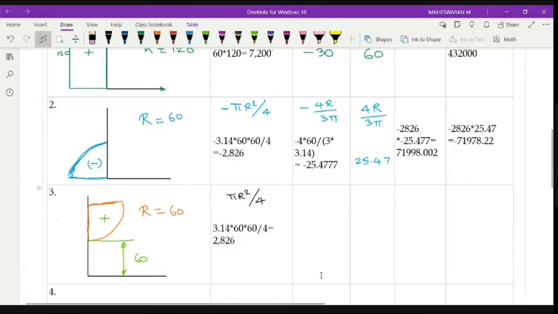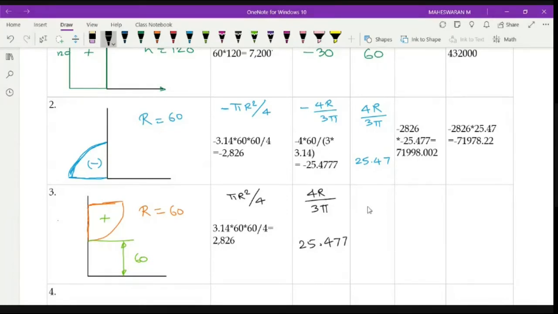But it is adding, right? So next, if I want to identify what is my x bar, you know that x bar is nothing but no offset distance, so 4r by 3 pi. So the x bar is 4r by 3 pi, right? I'm going to apply it directly. So which means I get 4 into 60 divided by 3 pi. So whatever we got at the top, same thing, right? So what you'll get is 25.477. Same thing. So 4r by 3 pi.